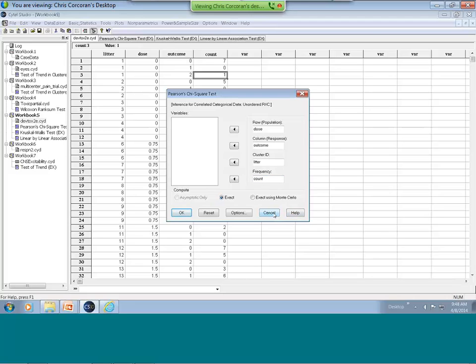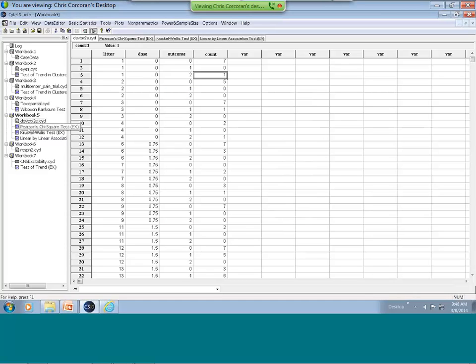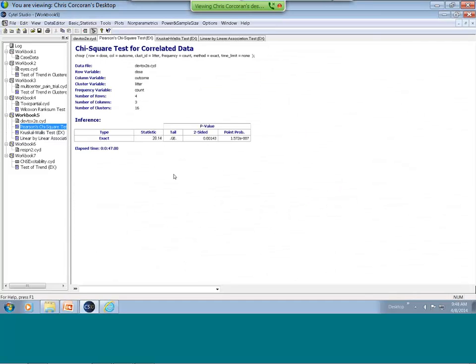I'm going to cancel out of this because, again, it takes about 30 seconds to a minute to run this test. But here is the result. The two-sided p-value is about 0.001. So in other words, there's very strong evidence of an association between dose level and the distribution of malformations, and that's taking into account, again, the clustering within litter.